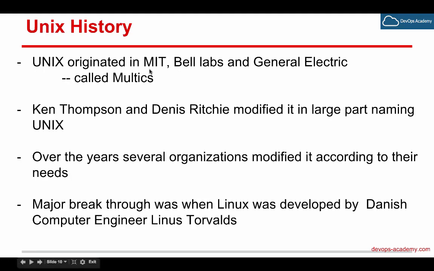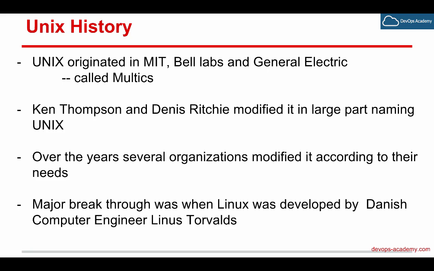UNIX history. UNIX was originated in MIT, Bell Labs, and General Electric. MIT means Massachusetts Institute of Technology. It was developed by a group of developers, which was previously called Multics. So Ken Thompson and Dennis Ritchie modified it in large part, naming it as UNIX.